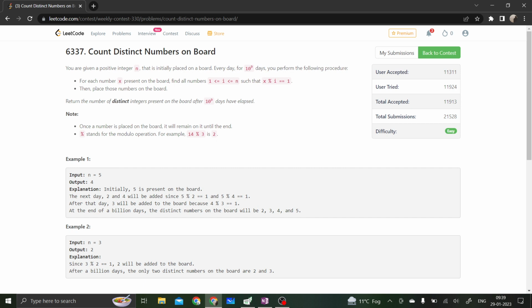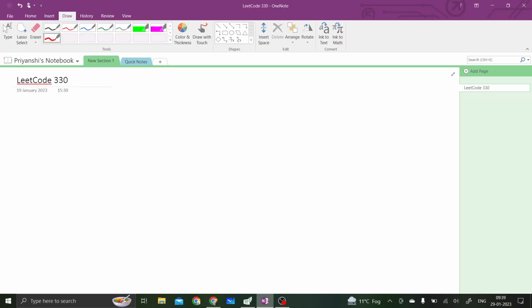For each number x present on the board, find all numbers i between 1 to n such that x modulo i should be 1. If you divide x by any of the i present between 1 to n, you should get a remainder of 1, and then place those numbers on the board. Return the number of distinct integers present on the board after 10 raised to the power 9 days have elapsed. Okay, so let's see what the question is.